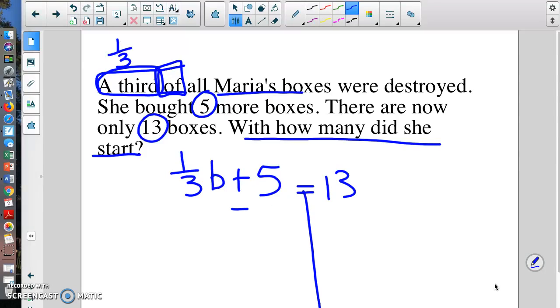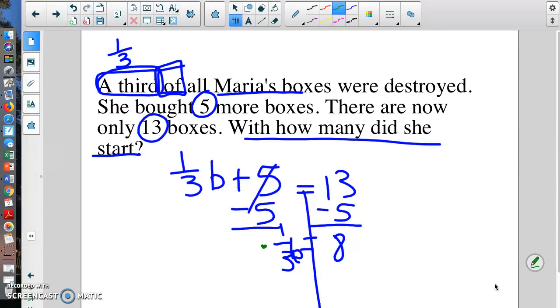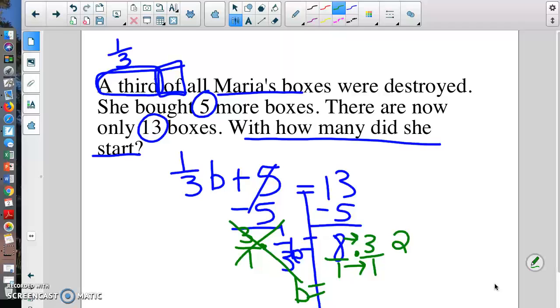Get rid of the plus 5 by doing minus 5 on each side. And we will get 8. Then we bring down our 1/3 b. To get rid of 1/3, we have to multiply by the reciprocal, which means we multiply by the flipped fraction. When we do that, it will cross cancel and leave you with just b. Now if I multiply by 3 over 1 on one side, multiply by 3 over 1 on the other side, because it's got to be balanced. Every whole number is over 1, and you just multiply straight across. Get 24 divided by 1, which is just 24. So she started with 24 boxes, and now she only has 13.